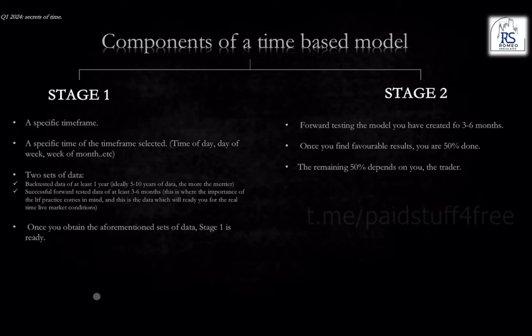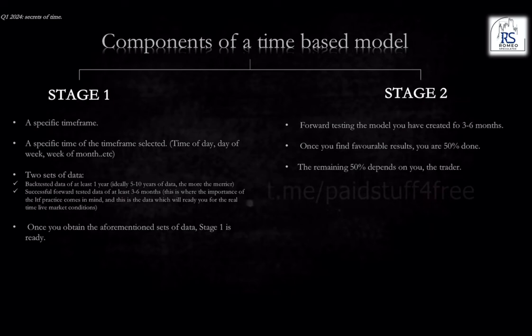And you move on to stage 2, which is forward testing the model you have for 3 to 6 months. And once you find favorable results, you are 50% done. This should be 49 because the remaining 51% depends on you, the trader.